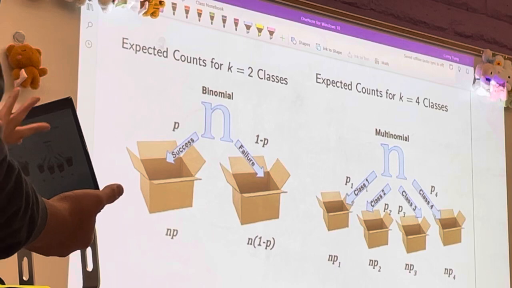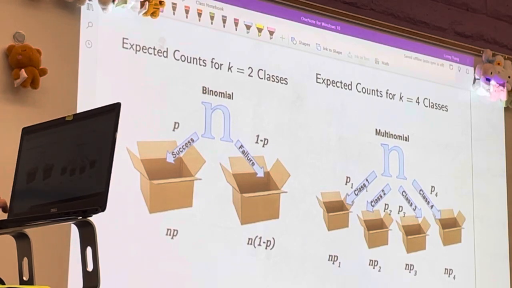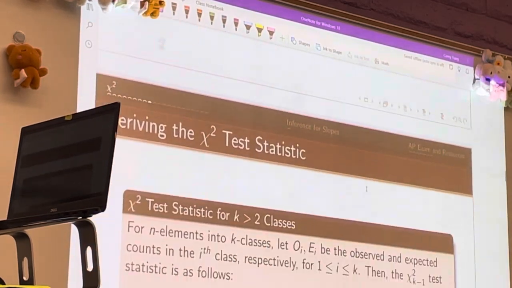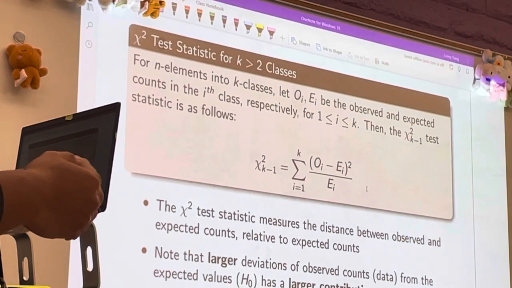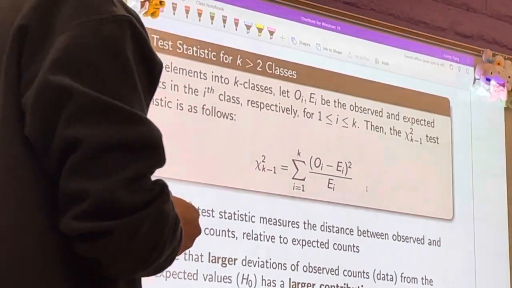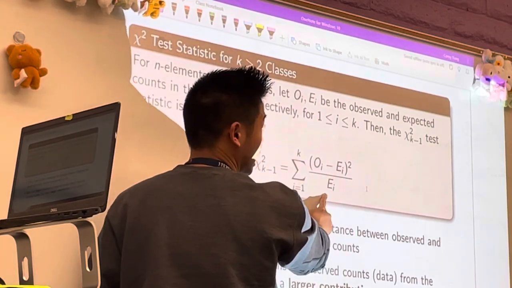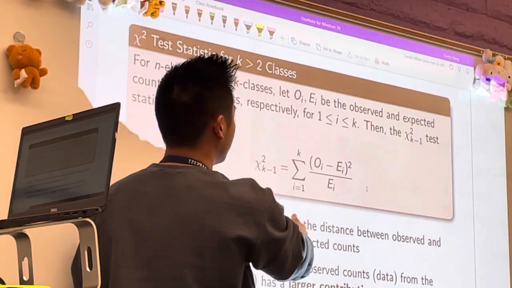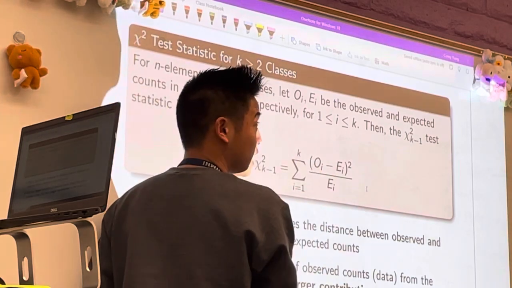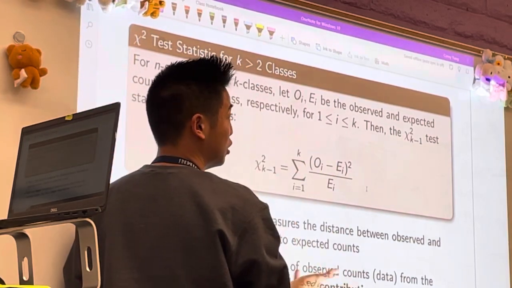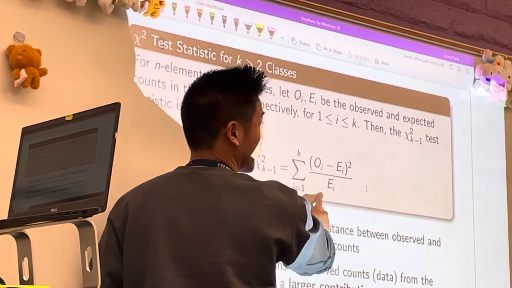Okay, and again, it's not as simple as just success and failure like we know from binomial. It is more complicated than that sometimes. So this is the test statistic for k or more, or k greater than 2 classes. Now, if I have k classes, I have k of these terms. For those of you who've been through calculus, you should know this notation: i going from 1 to k, I have k of these terms that I'm adding up, and k corresponds to the number of classes I have. So if I have 8 classes, I'm going to be adding up 8 different things.